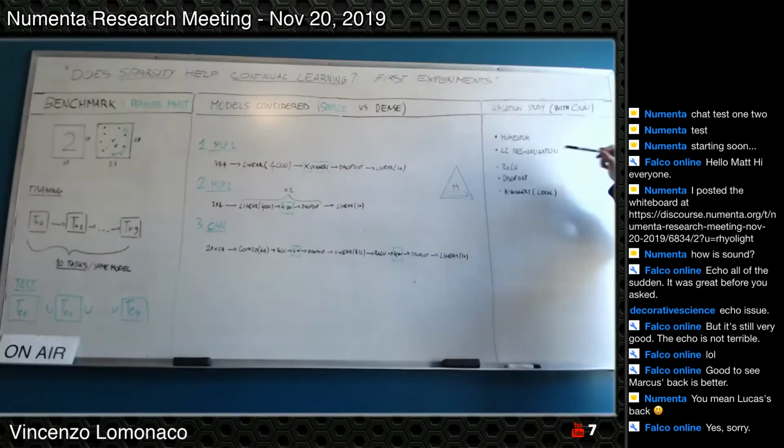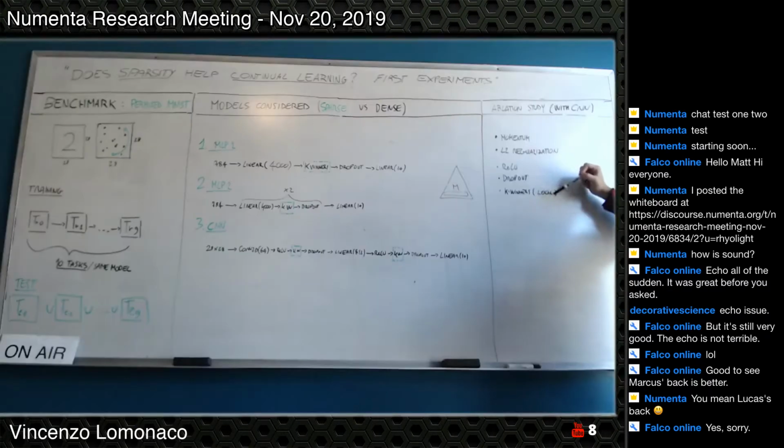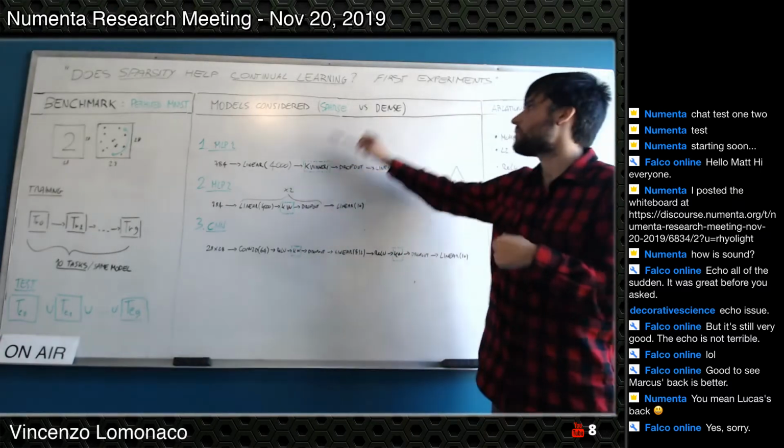So these are the models I consider, and then we're going to see an ablation study where I remove these features one by one, and we try to see the impact on the final results. So momentum, L2 regularization, ReLU activation, dropout, and k-winners. When I say I remove k-winners, I mean just removing the local version. Oh, okay, so it's still k-winners. Yeah, because without k-winners, you end up with the dense version.